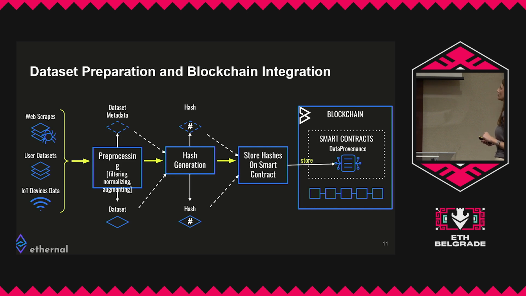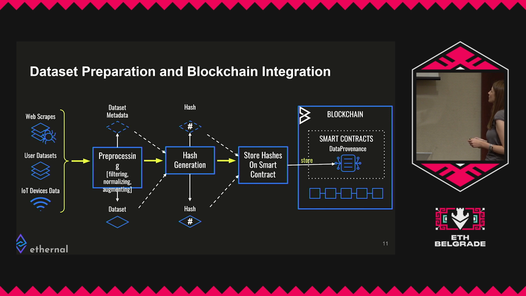When we have these two, we can create a hash of the dataset and a hash of the metadata, and store those hashes on a smart contract on a blockchain. Here, for example, we have a data provenance smart contract where these two hashes are kept. The metadata takes care of information about the sources for the dataset, what type of processing was done, who is the owner of the original data, and who is the owner of the dataset. The dataset and the metadata are usually kept off-chain.